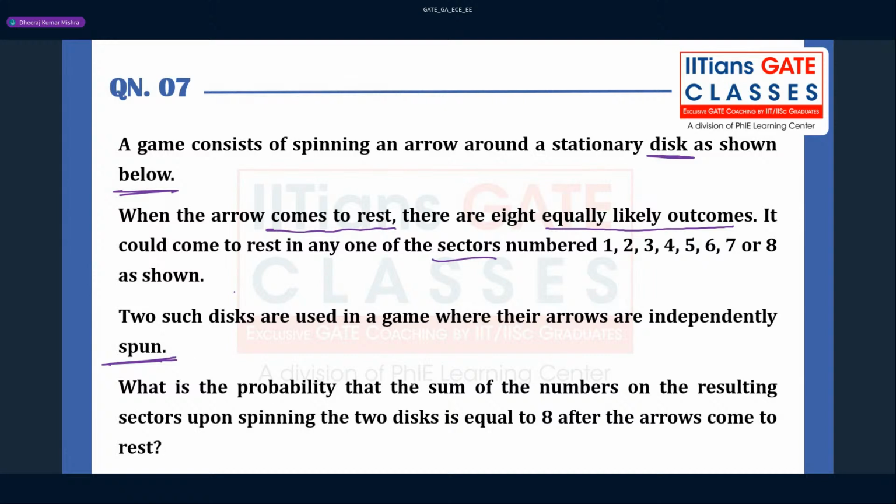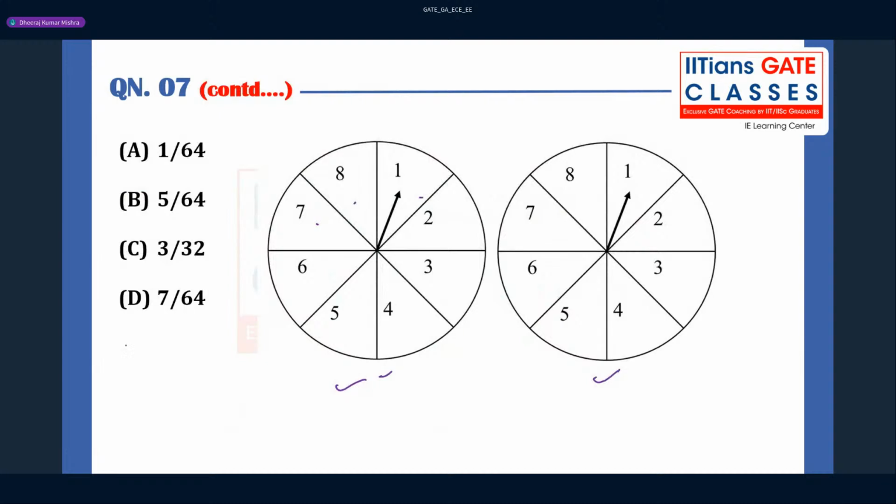So what is the probability that the sum of the numbers on the resulting sectors upon spinning two discs is equal to 8, after the arrow comes to a rest, right? So what you can do here is, there are 8 sectors, so the probability of sum 8 is going to be equal to, total possibilities will be 8 into 8, that is nothing but 64, right? Because there are 8 sectors, and the sum should be 8.